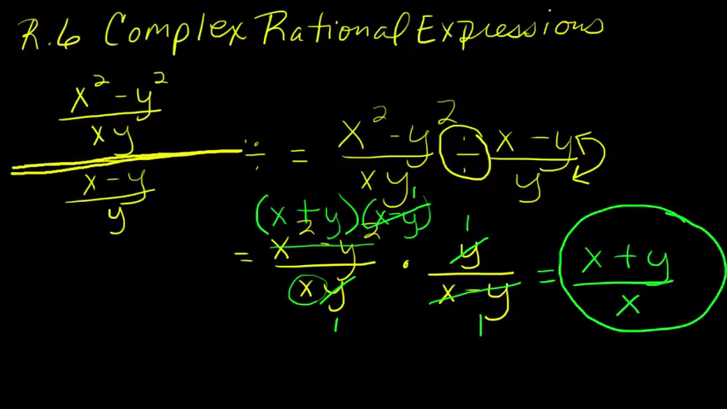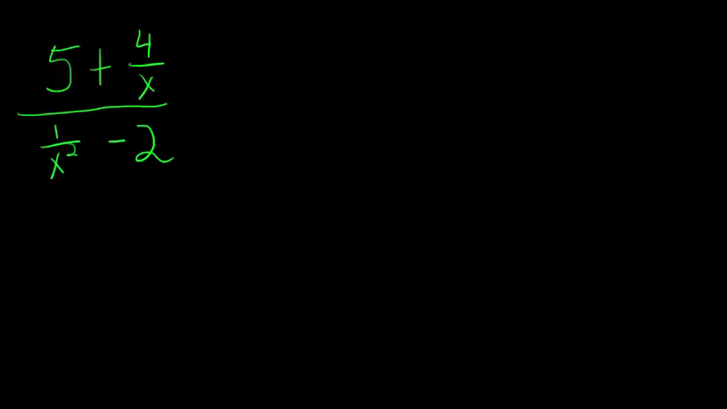Now, let's try another one. This was the first way to try them. If instead we have a problem that looks like this, so this one is 5 plus 4 over x for our numerator, and our denominator is 1 over x squared, and then a minus 2. Now, we could work this in the same way as we did the last one, but we would have to do more work to get them to be a single fraction over a single fraction.